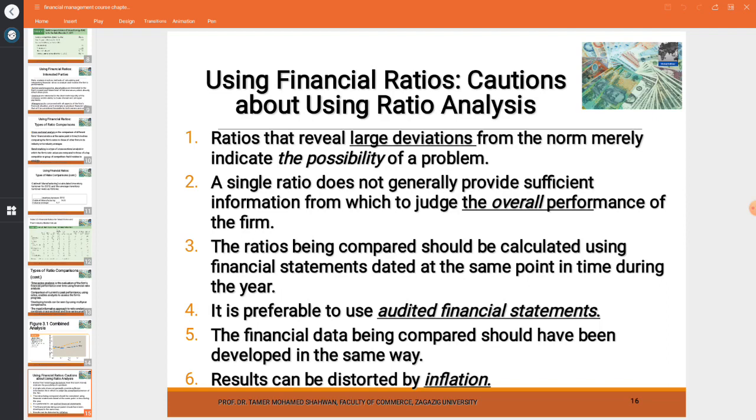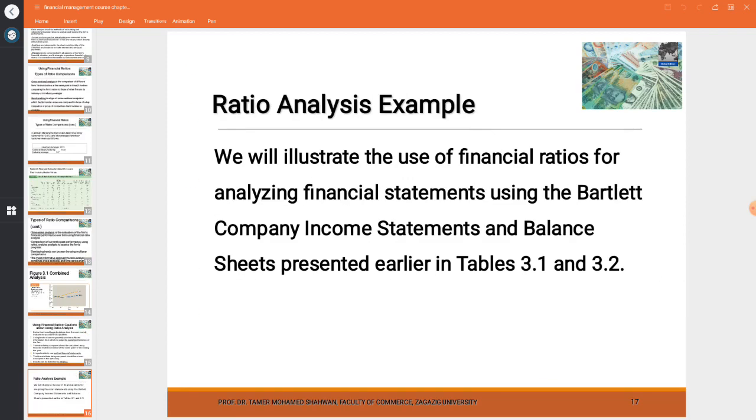Also, when you are going to use financial statements, it is preferable to use audited financial statements. To ensure a high level of disclosure and transparency, your financial statements must be audited by a specific external auditor to be fit for your financial analysis. Also, results can be distorted by inflation, and you must be careful about the negative impact of inflation on your results.